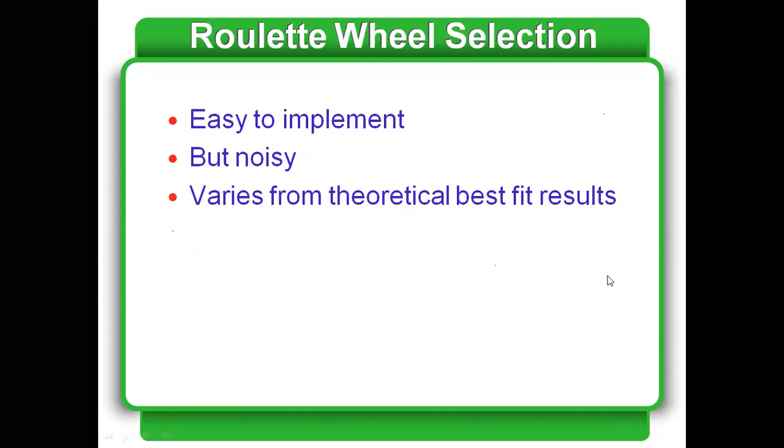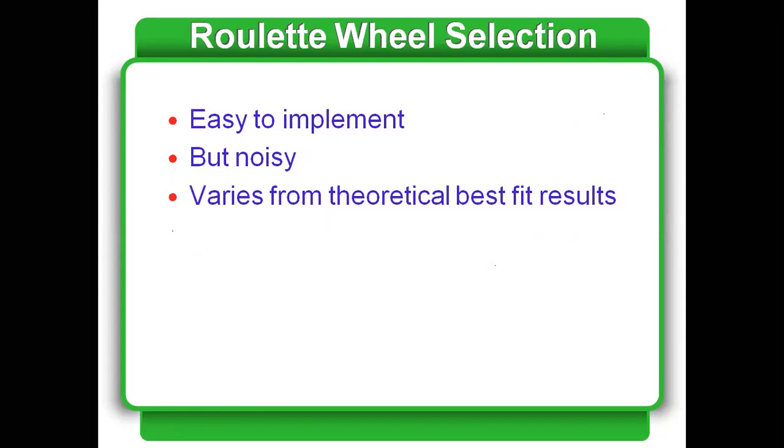Okay, so this was the simplest form of your roulette wheel selection. It was very easy to implement. Okay, but noisy. Noisy means that if there is a small change in your value, because we took bits, if even one bit changes, it led to different results.